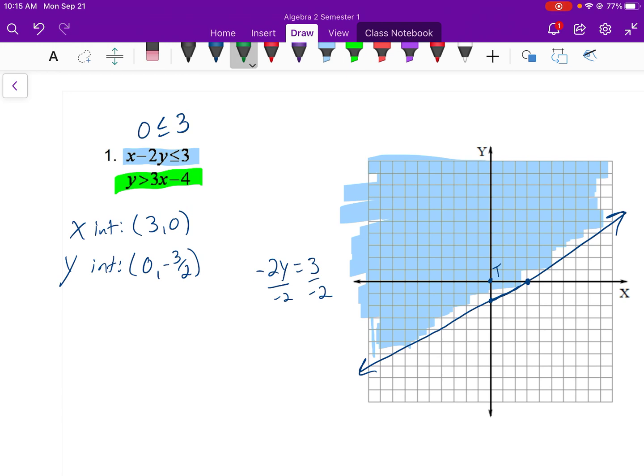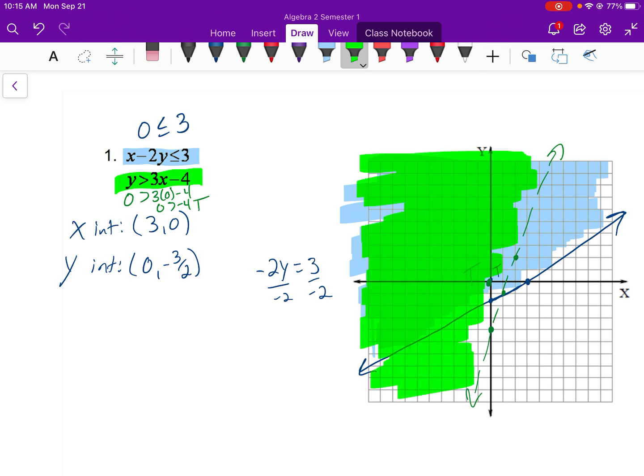This one's nice. It's in slope-intercept form, so we have a y-intercept of (0, negative 4) and a slope of 3: up 3, over 1. This one is going to be a dashed line due to it being just greater than. We can use (0, 0) still. Now it's a little different though, because 0 is greater than 3 times 0 minus 4, or 0 is greater than negative 4, which is also true. So for this one, we would shade this side.